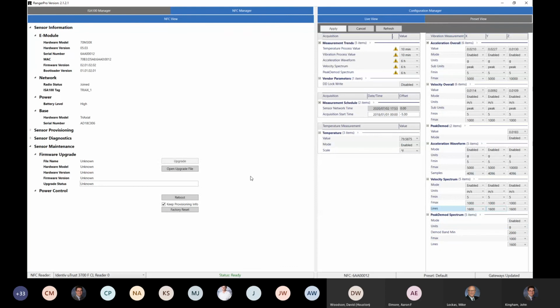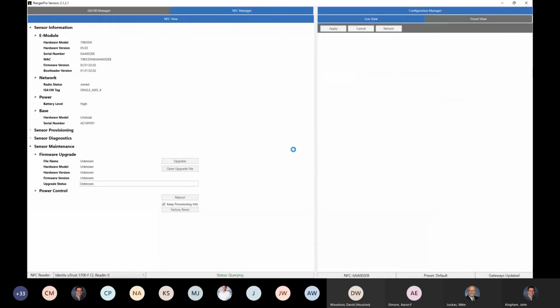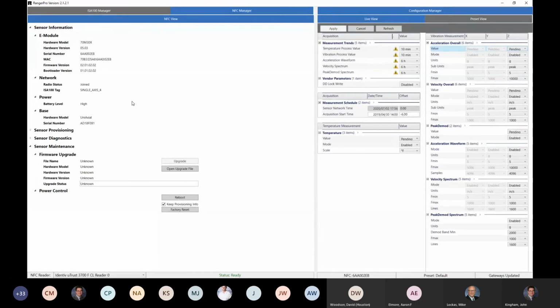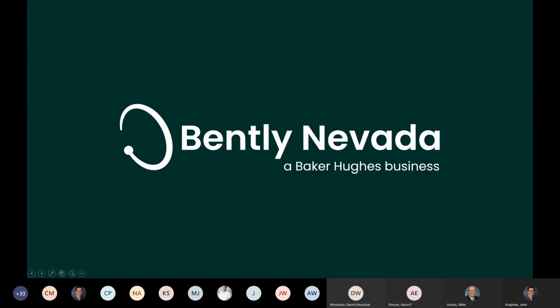I'm going to take this sensor off, and I'm going to go back to the other one and see where we are. It's already joined the network. So see how fast that was? Pretty quick. So that's that for the demo. And ready to go in and ask questions.